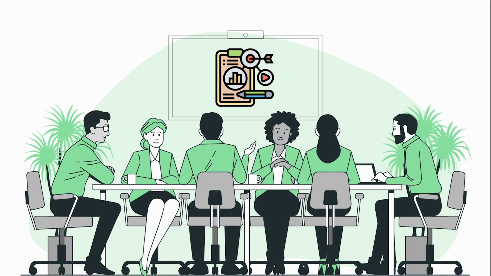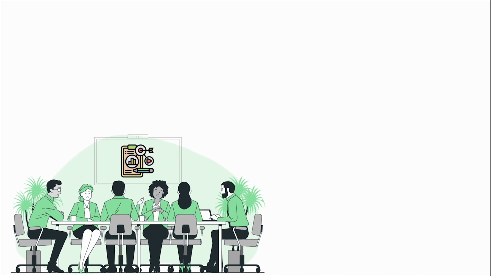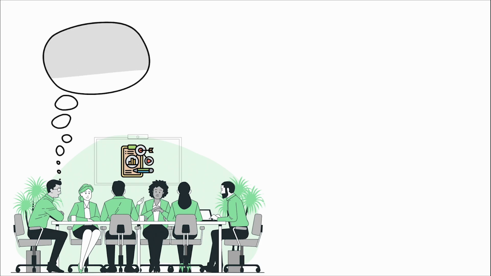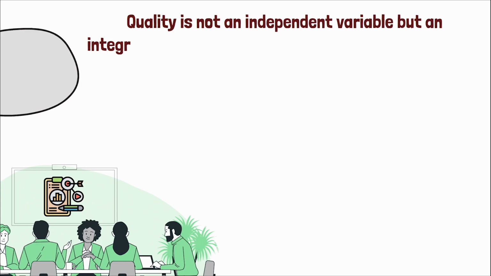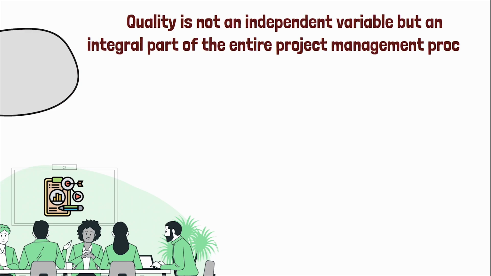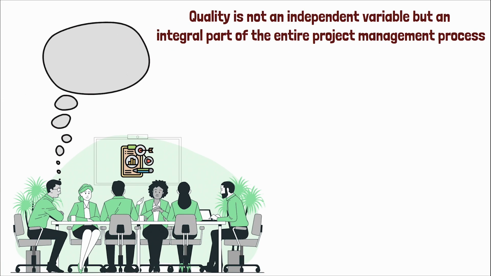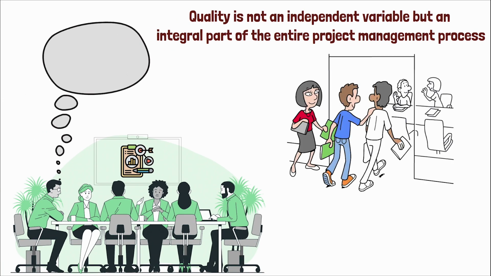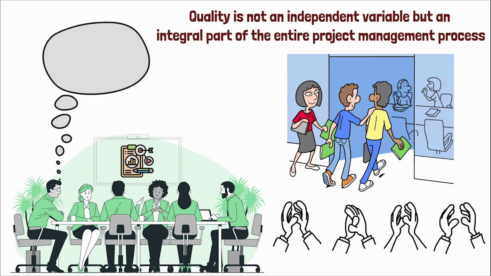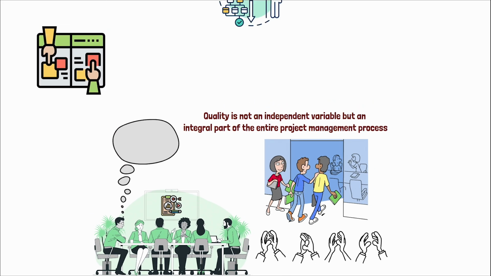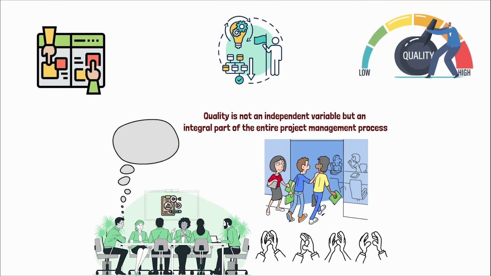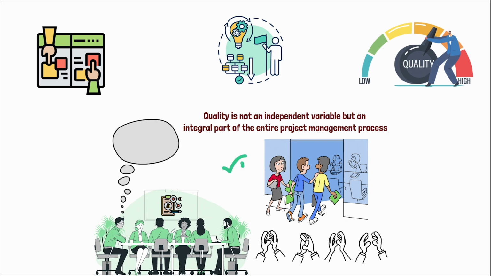It ensures that every member of the team understands the quality requirements and is committed to achieving them. Remember, quality is not an independent variable but an integral part of the entire project management process. It is a commitment that starts at the project's conception and continues through to its closure, ensuring that the project not only meets but exceeds stakeholders' expectations. Through meticulous planning, robust execution, and relentless focus on quality, projects can be delivered with excellence, time and again.